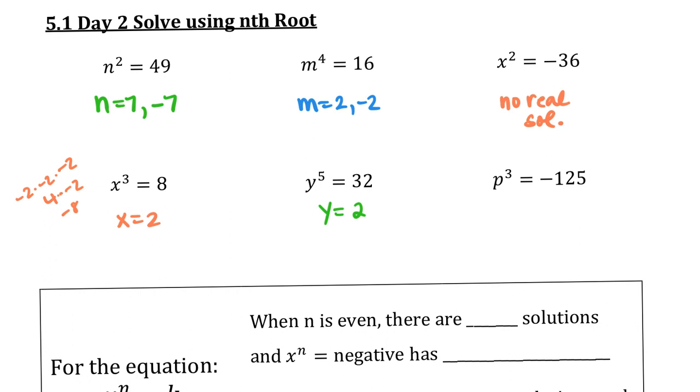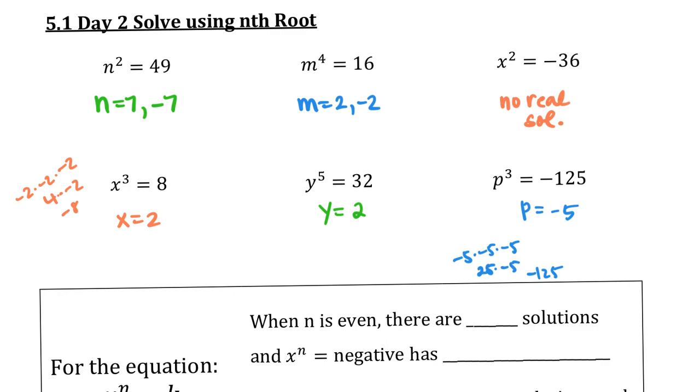Okay, what about p to the third equals negative 125? Is there no real solution? Let's try negative 5. That's 25 times negative 5. That's negative 125. So p could be negative 5.